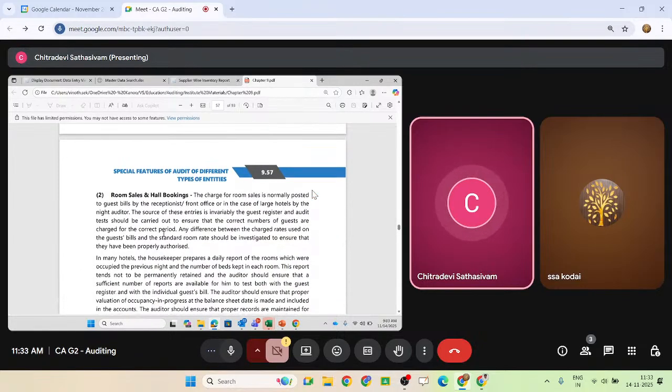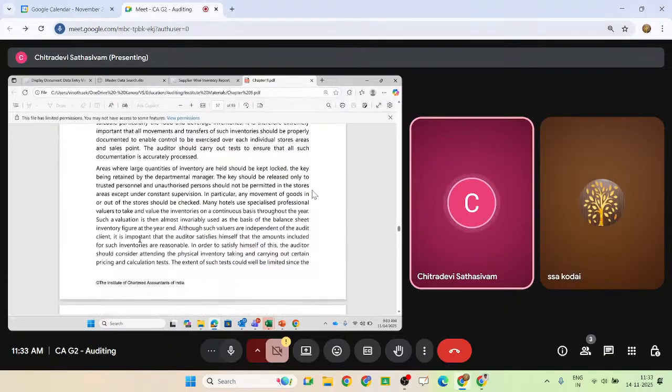And again, room sales, all bookings, inventories. Inventories is the most important thing. When you go to the bar, the business will be going on throughout the day. For the stock taking, we used to go at midnight, after 12 o'clock cut off time, because the bars will be closed, so the stock will have no movement. Then you have to verify with your books of accounts, because all the liquors are very costly actually, all foreign brands.